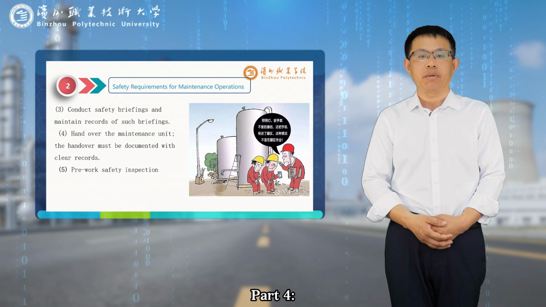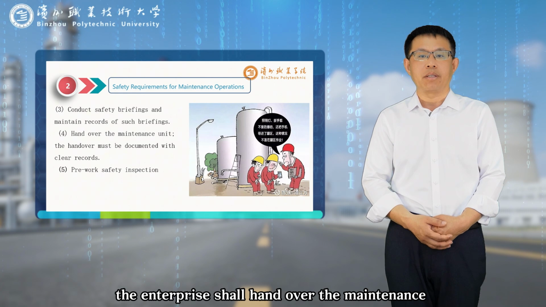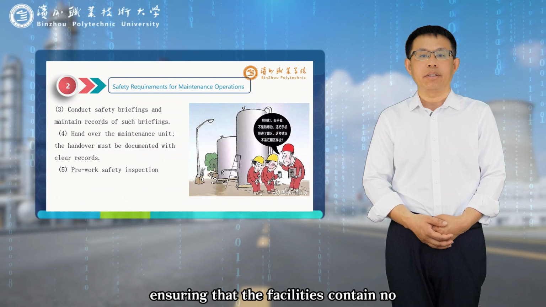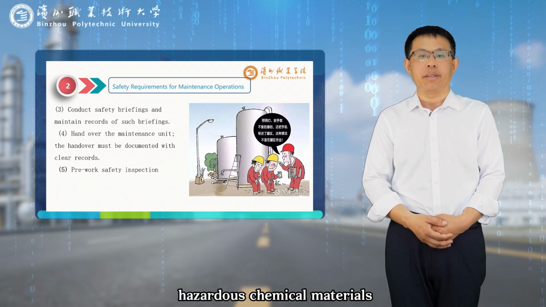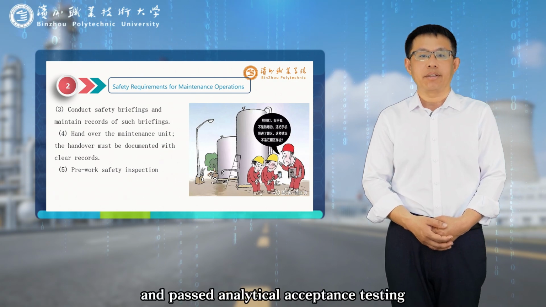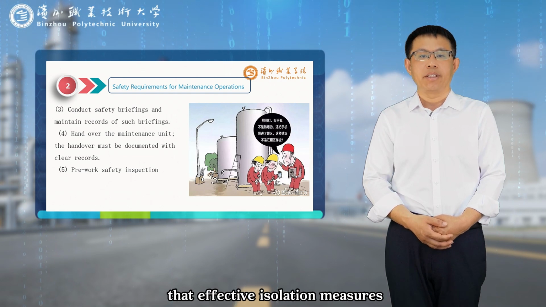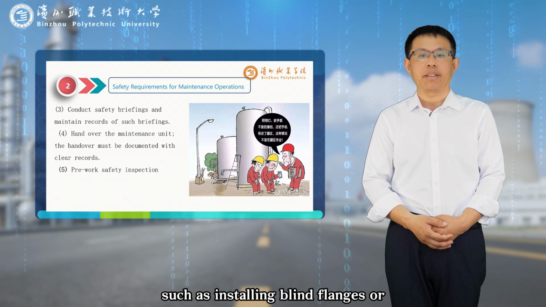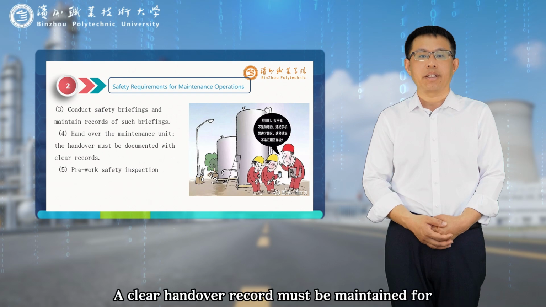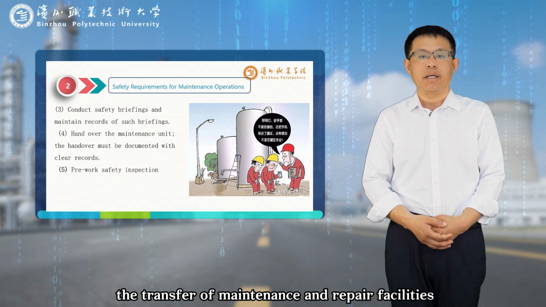Part 4. Prior to maintenance and repair operations, the enterprise shall hand over the maintenance and repair facilities to the maintenance and repair contractor, ensuring that the facilities contain no hazardous chemical materials, have been purged, thoroughly cleaned, and passed analytical acceptance testing. The enterprise must also ensure that effective isolation measures, such as installing blind flanges or disconnecting pipeline connections, have been implemented. A clear handover record must be maintained for the transfer of maintenance and repair facilities.